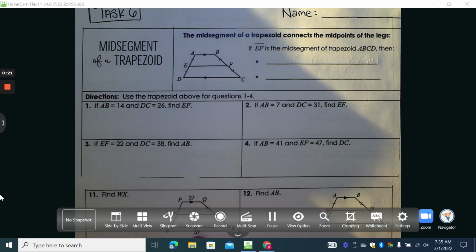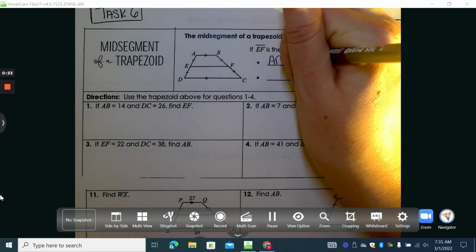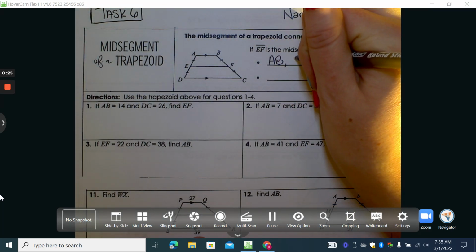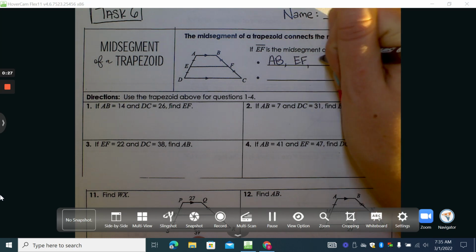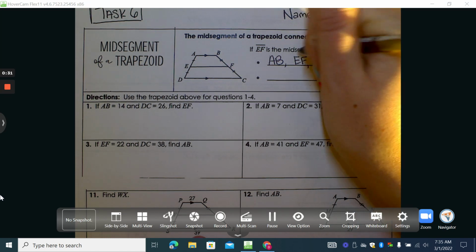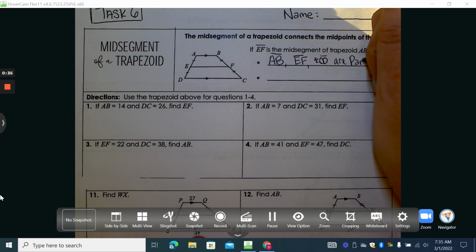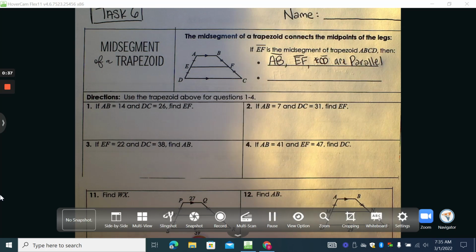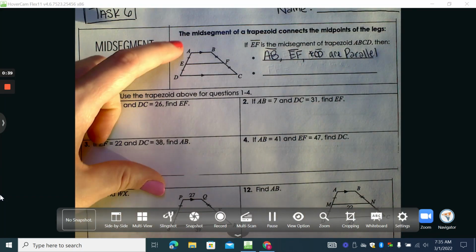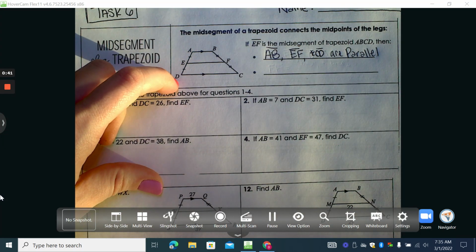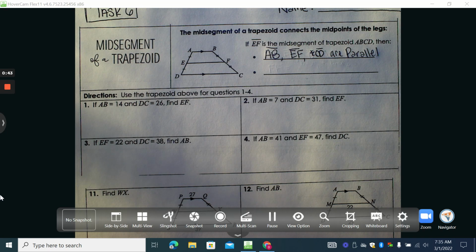When I have a mid-segment, there's a couple pieces of information I know. I know that AB, EF, and CD are all parallel to each other. This line and this line are all parallel to each other.